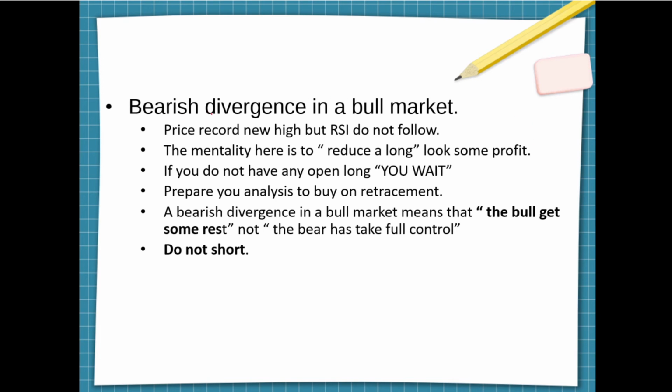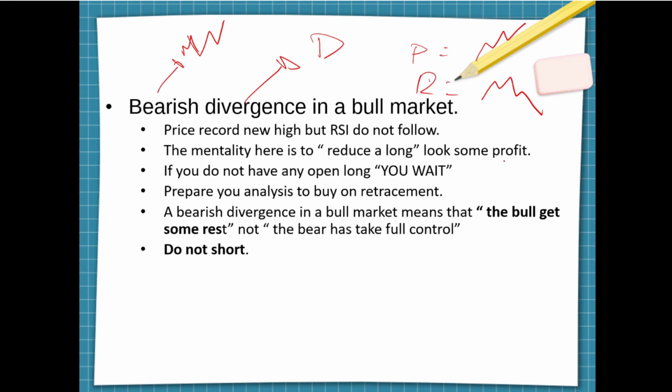Now, a bearish divergence in a bull market, which means this is the weekly, and this is daily. On the weekly time frame, we are in a bull market, and in the bearish divergence, the price is going up, and RSI gives you something like that. Okay, that's a bearish divergence. The price is recording new highs, but RSI does not follow. The mentality here is to reduce longs and take profit.